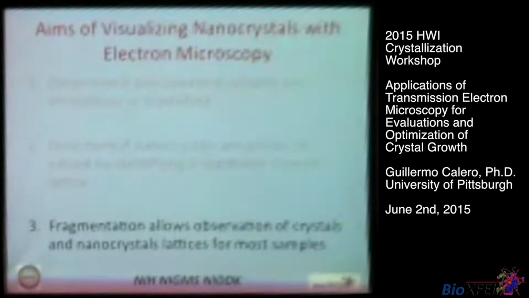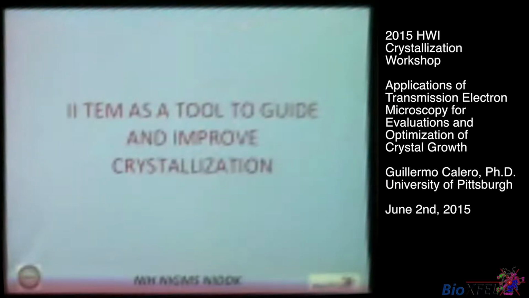And in conclusion, what we saw is that fragmentation allows us to observe crystal and nanocrystal lattices for most samples. So basically, yes, we can see nanocrystals with TEM, and yes, we can identify if these crystals are protein or salt. Okay. So now, how do we take it from here? The second part of my talk is going to be how to use TEM to guide and improve crystallization.